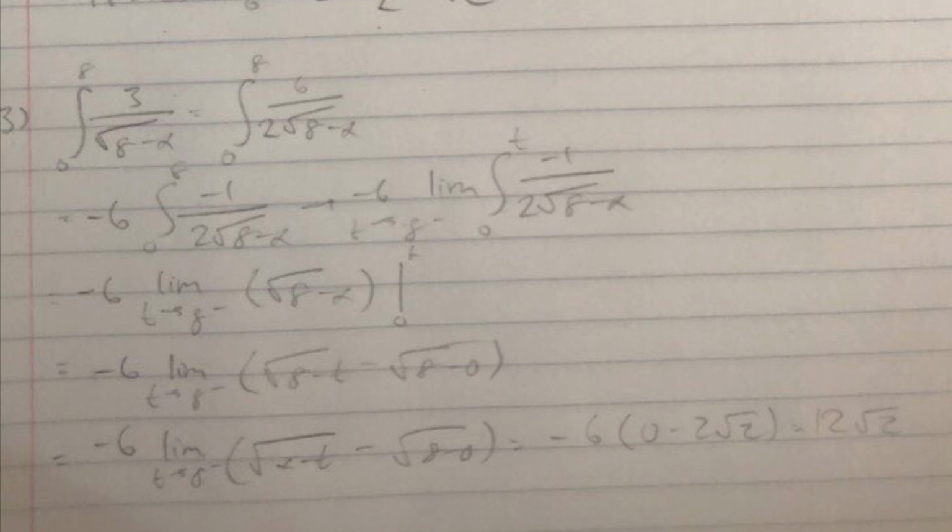So rewriting everything, we get negative 6, the limit as t approaches 8 from the left, and the antiderivative of our original function. So that becomes the square root of 8 minus x on the interval of 0 to t. And so plugging everything in, we get negative 6, limit as t approaches 8 from the left of the square root of 8 minus t minus the square root of 8 minus 0.